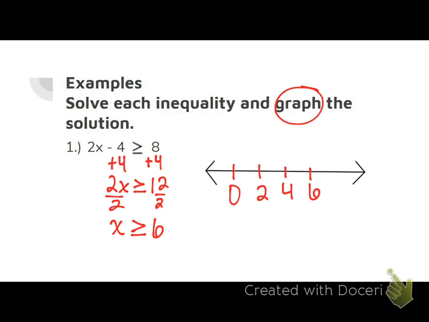Am I open or closed at 6? Closed. Why am I closed? Because it has both equals. Good. If it's got the bar underneath the symbol, then that means a closed circle. Am I shaded left or right? Right, because the symbol is pointing to the right, because it's a greater than symbol. So as long as your variable is on the left side, you can go by which way the pointy part is going. It goes to the right this time. Questions, concerns, need more time on number 1?